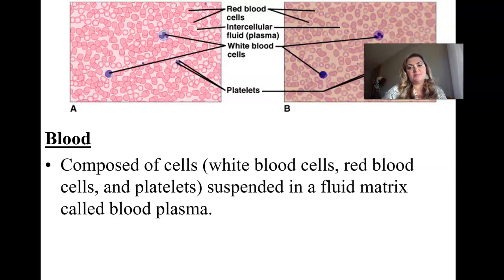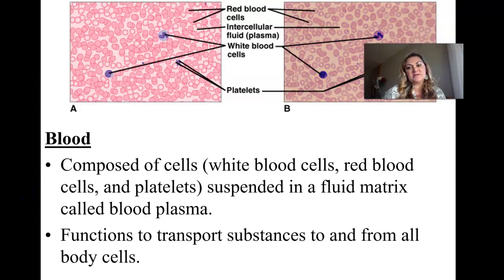So blood's going to be composed of cells, both white blood cells, red blood cells, and platelets. Sometimes you'll see them shortened to WBCs for white blood cells and RBCs for red blood cells. They're going to be suspended in a fluid matrix called the blood plasma. The function is going to be able to transport substances to and from all body cells.